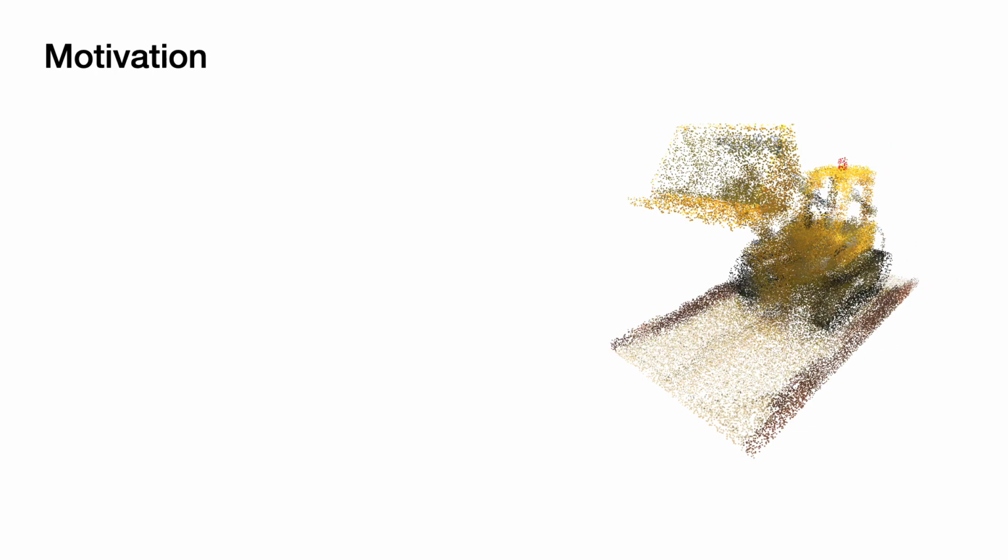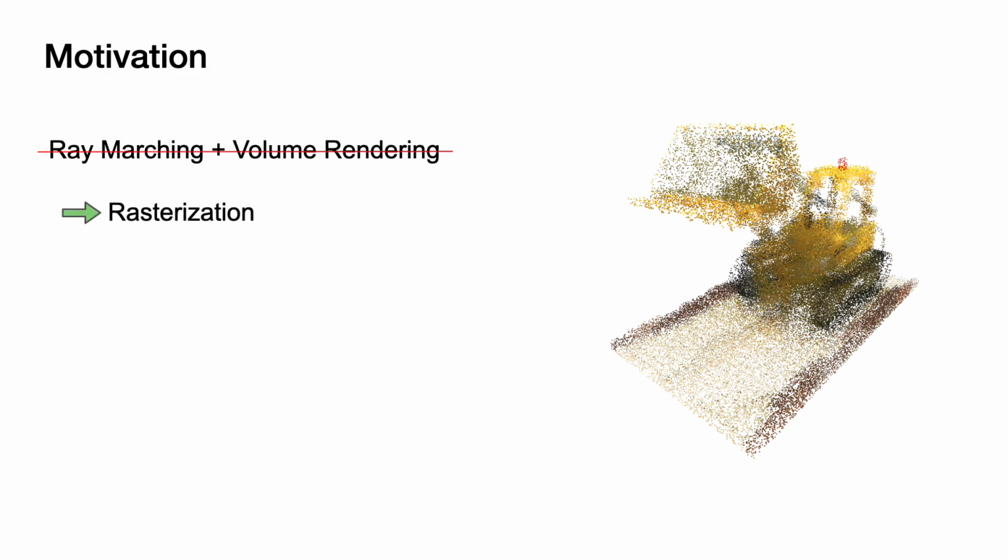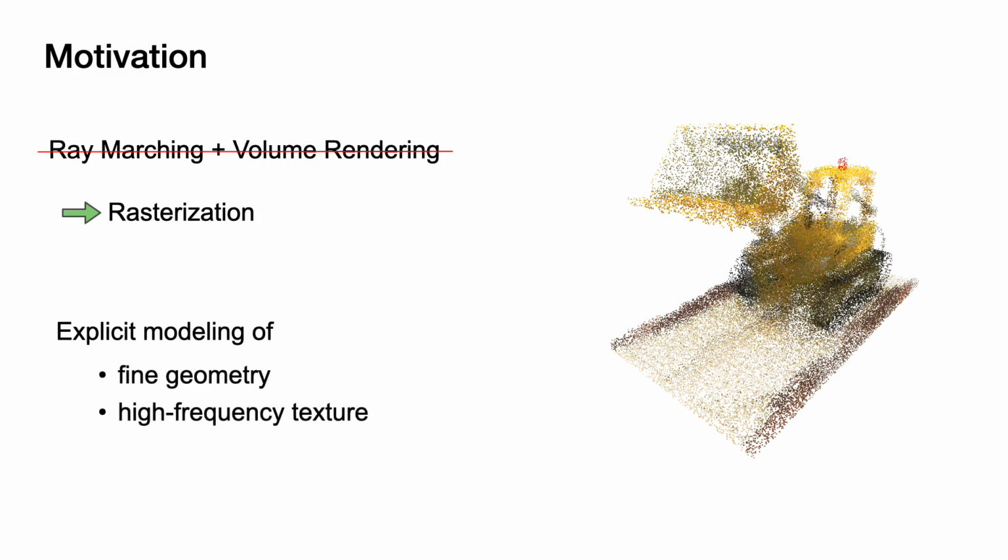In this work, we use a point-based representation which enables us to replace the commonly used combination of ray marching and volume rendering in favor of rasterization. In addition to faster rendering compared to purely MLP-based methods such as NeRF, a point-based representation can explicitly model local details such as fine geometry and high-frequency texture.